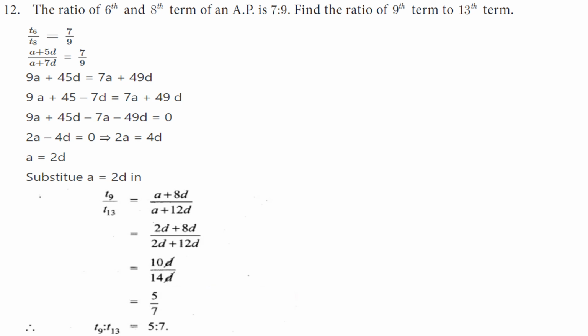Therefore, T9 by T13. T9 means a plus 8d, T13 means a plus 12d. So substitute the value for a equal to 2d: 2d plus 8d by 2d plus 12d. That is 10d by 14d, cancel d and we get 10 by 14. Again you cancel it by 2, 5 by 7. Therefore the ratio is 5:7.